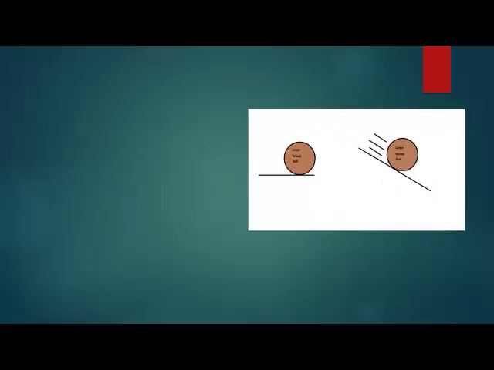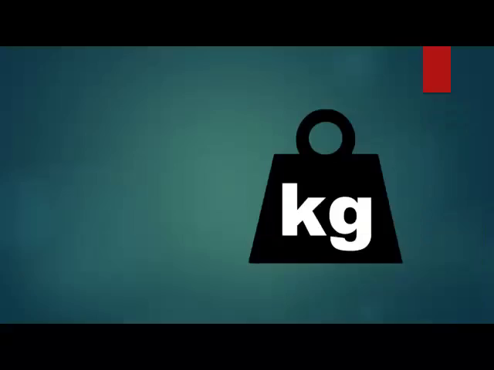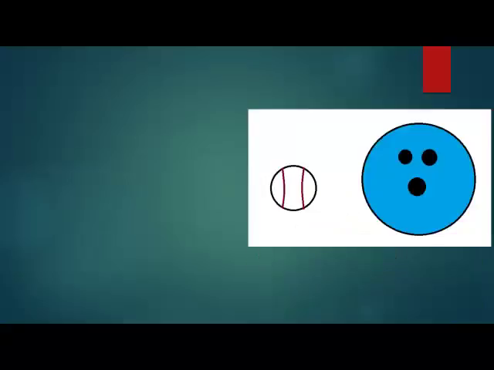An object at rest will attempt to remain at rest, while an object in motion will remain in that constant state of motion until acted upon by an outside force. Unless it is acted on by an outside force, an object will remain at rest, or if moving, it will maintain a constant state of motion. Mass is measured in kilograms.